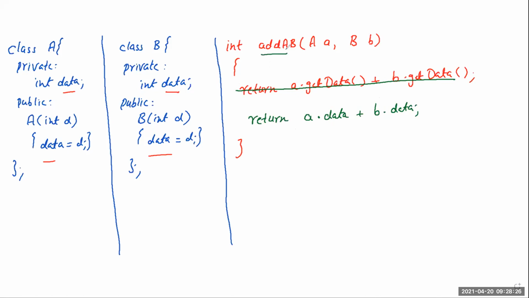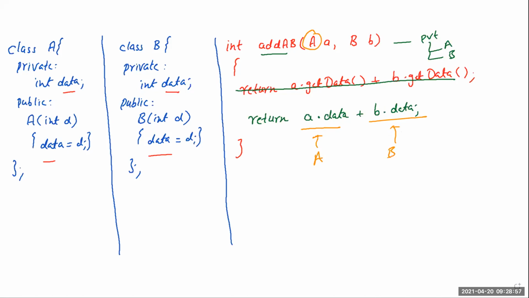We need to make this function a friend of class A as well as a friend of class B. Why? Because this function needs to access the private data of A as well as B, right? You see, let me just highlight it. We are accessing private data, A dot data. A is an object of class A. So for this, it must be a friend of A. And for this, because we are accessing private data of class B, it must be a friend of B.